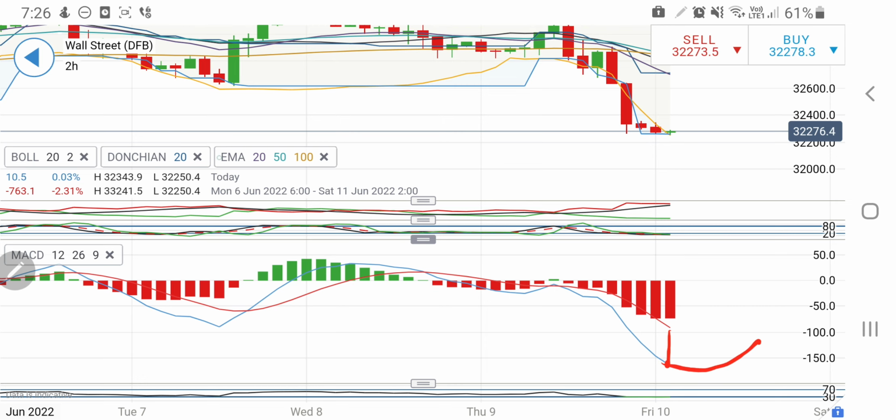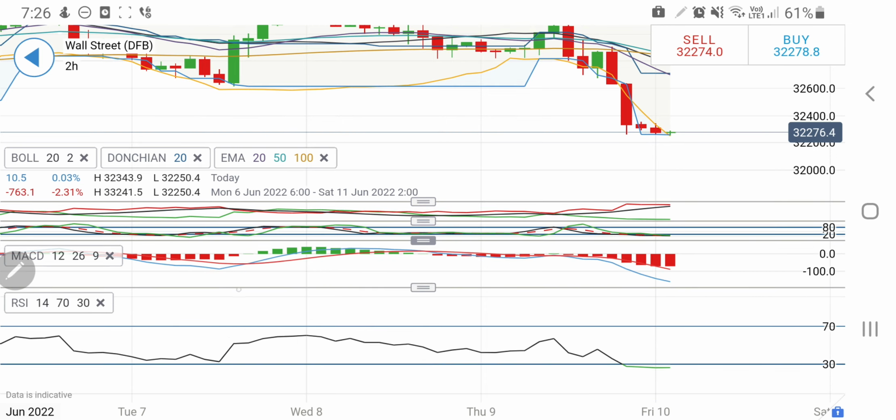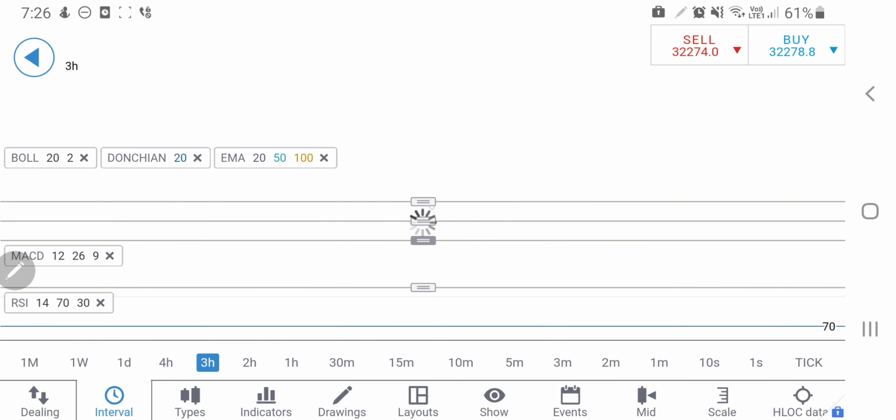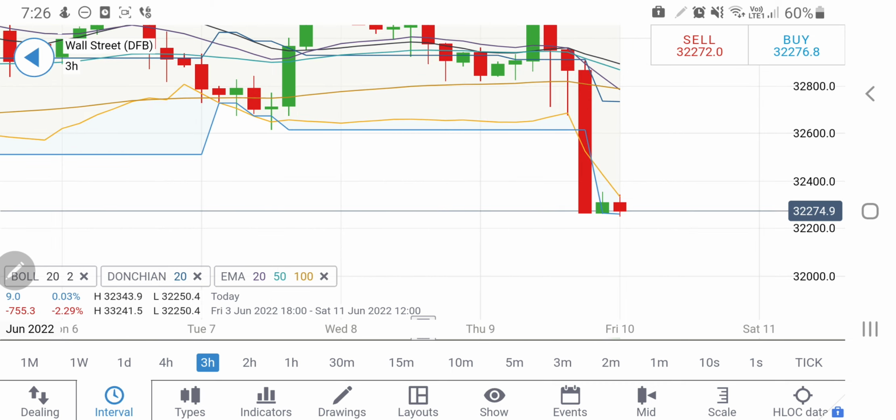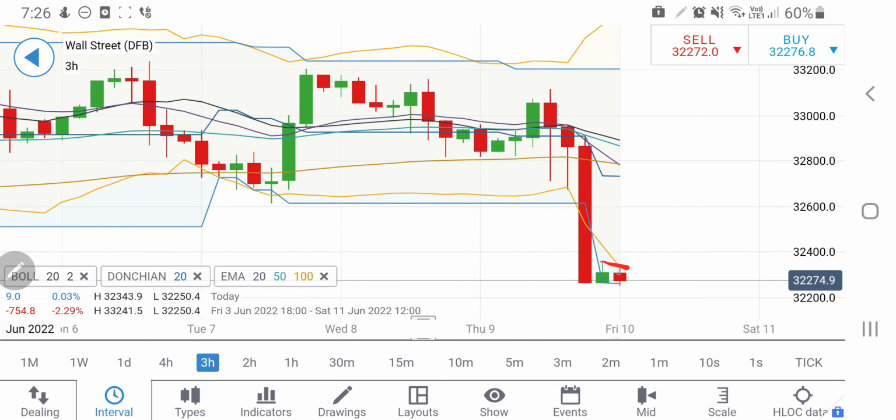It must start to converge from here, and RSI 2 is oversold. So on the 2-hour charts also the story is almost the same. Now look at the 3-hour charts. On the 3-hour charts, lower highs, lower lows.